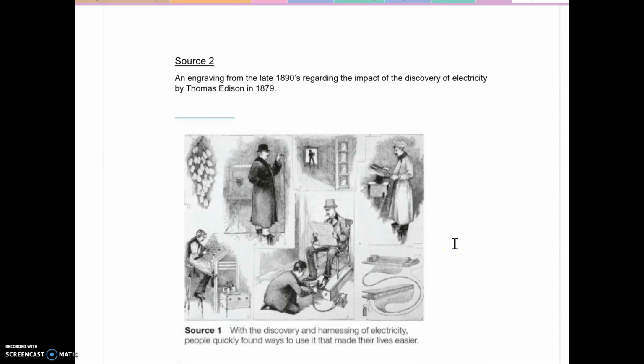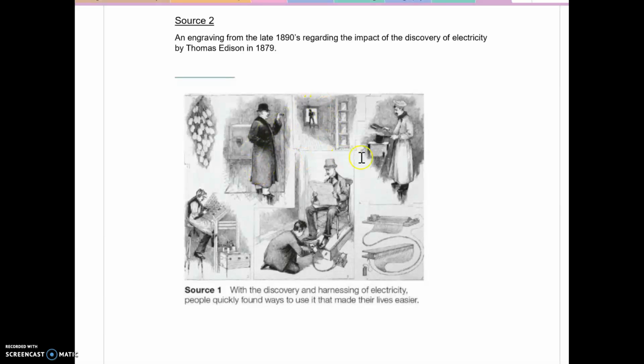We look back again at source 2, and again we've got different ways in which electricity has helped make people's lives a lot easier. But this is a visual source. The likely purpose here is a little bit tricky. You could infer that a likely purpose would be to show development, or it could be to advertise electricity and how well it's worked.